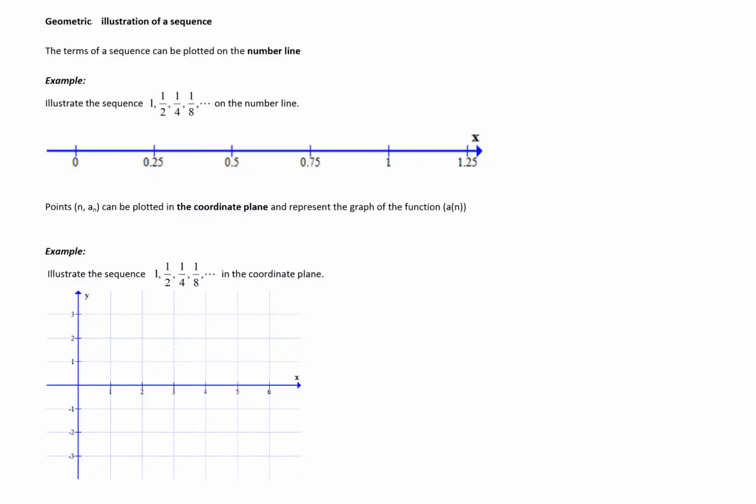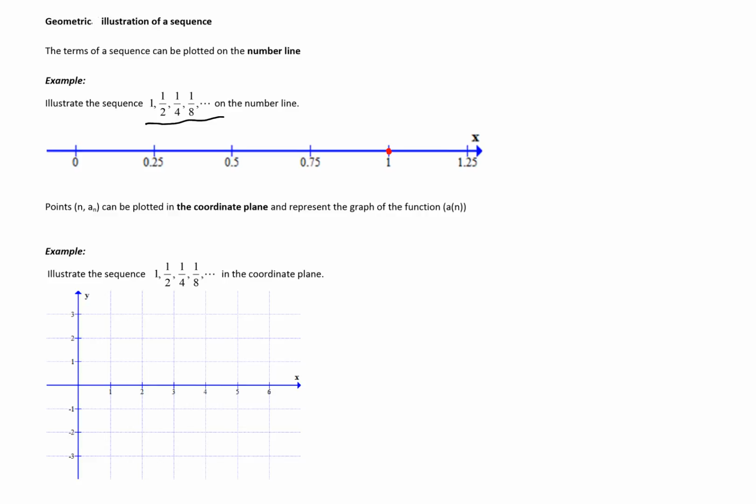When working with sequences, it is often beneficial to see how the terms of that sequence behave. If we think about a sequence as a succession of numbers, then we can plot those numbers on the number line and observe the behavior. So for example, if I have a sequence 1, 1/2, 1/4, 1/8 and so on, we can plot those terms on the number line.